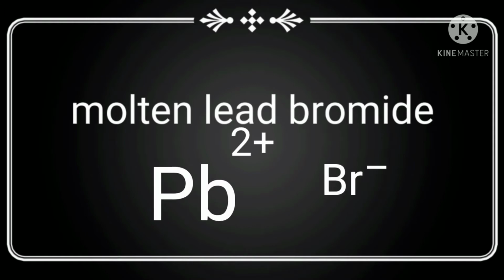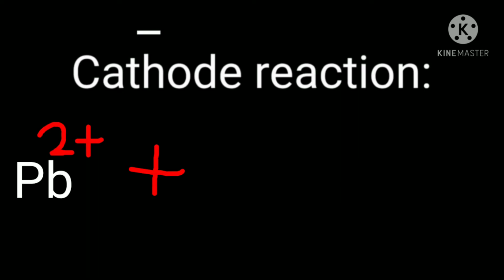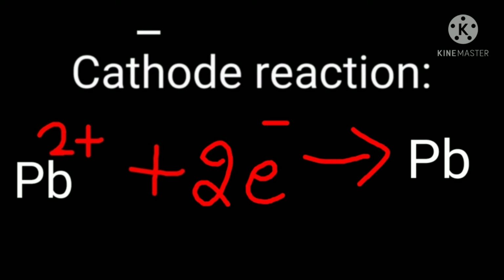We know the lead bromide has two ions, isn't it? Yes. So first Pb2+ and Br-. First the cathode reaction. We know that cathode is negative charged electrode. What's the charge of electrode? Negative. So the positive ion will move towards the cathode, Pb2+. So Pb2+ will gain 2 electrons and it produces Pb.